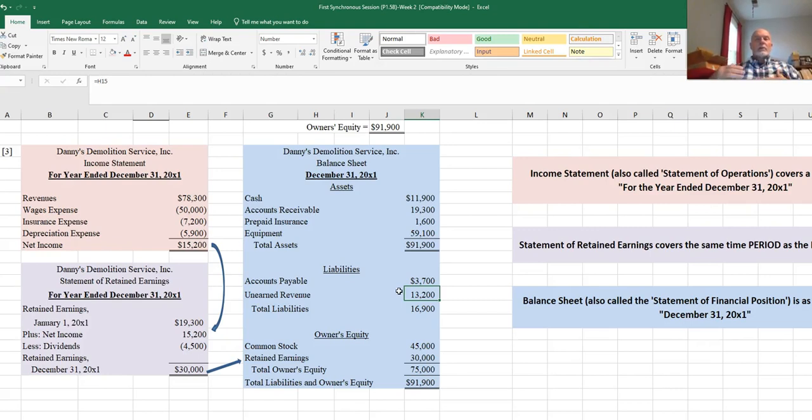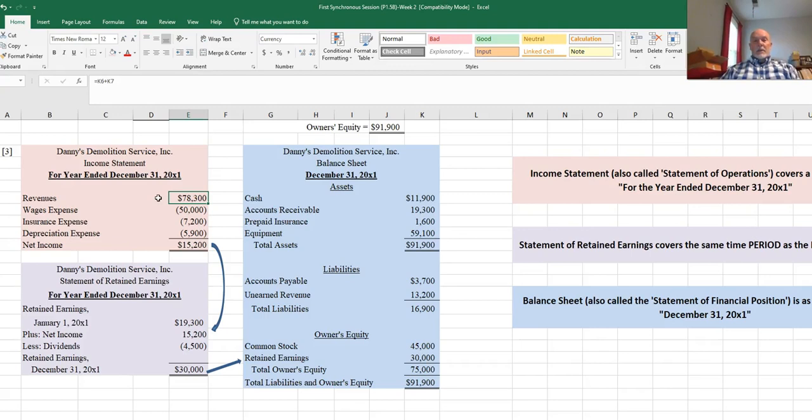How much work did we do in total for customers in the past year? Well, the amount of work that you did is represented by the revenues that you record. So last year we had total revenues of $78,300. As you compare activity over time, you'd like to see those revenues going up because that indicates that you're doing more and more work from one year versus the next. So you'd like to see that business volume increasing.